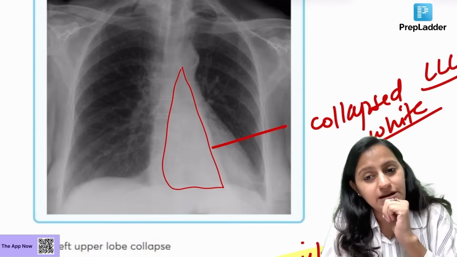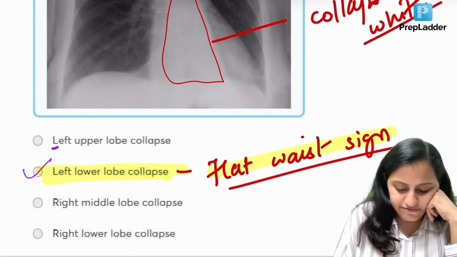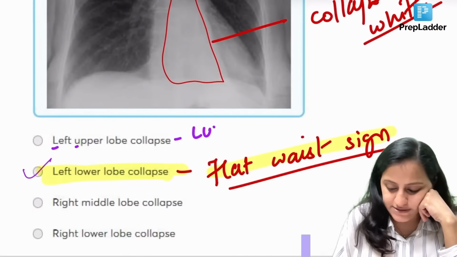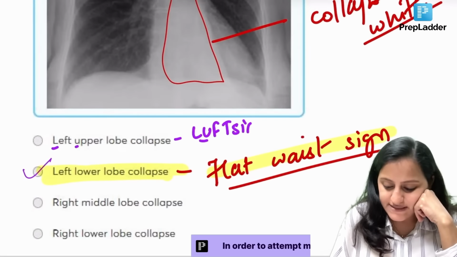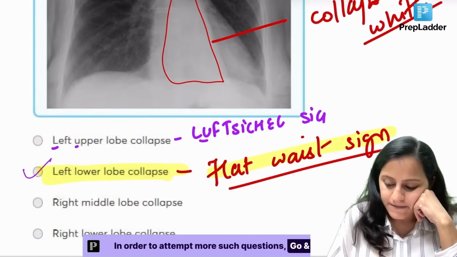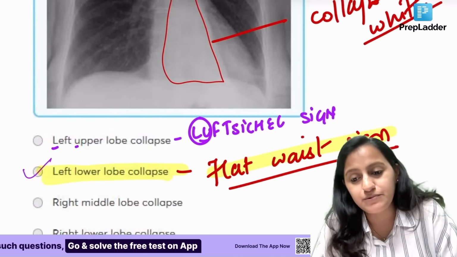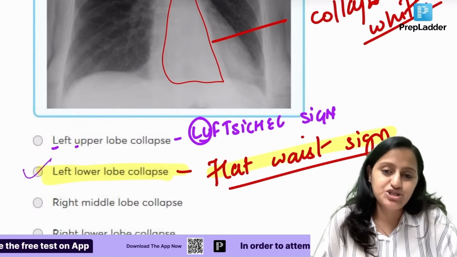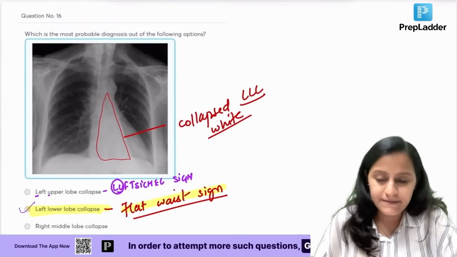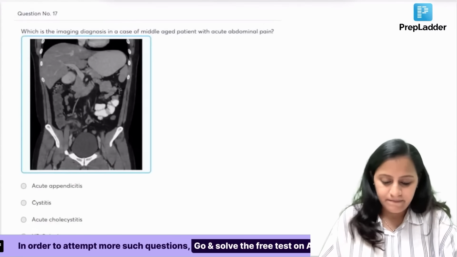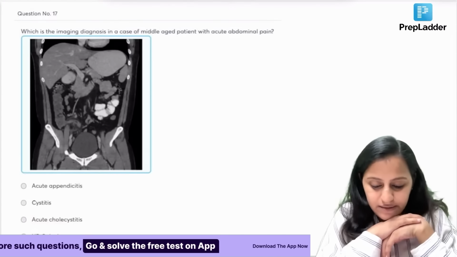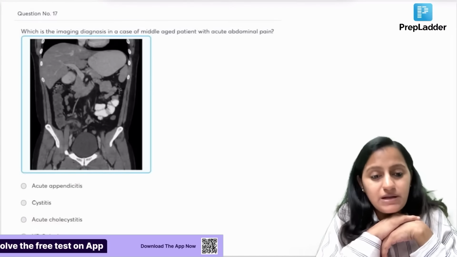What is that sign called? Remember, left upper LU, that is called the Luft-Sichel sign. So if you are asked where do you see Luft-Sichel sign, it is left upper lobe. That is the Luft-Sichel sign. Going to the next one, middle-aged patient with acute abdominal pain.